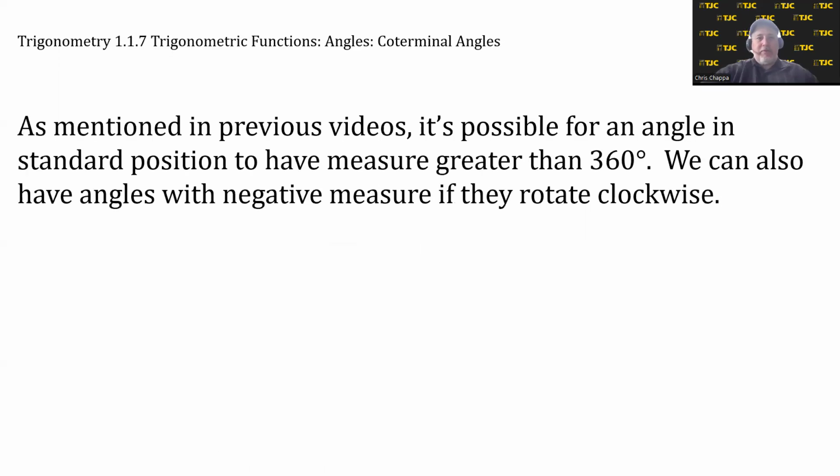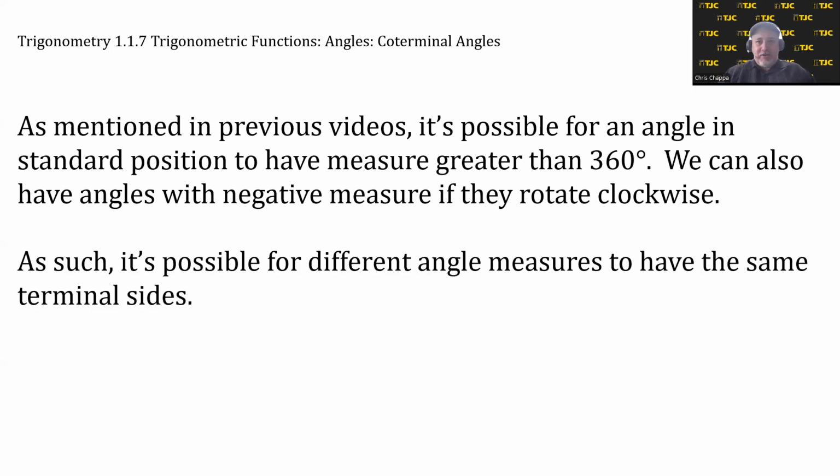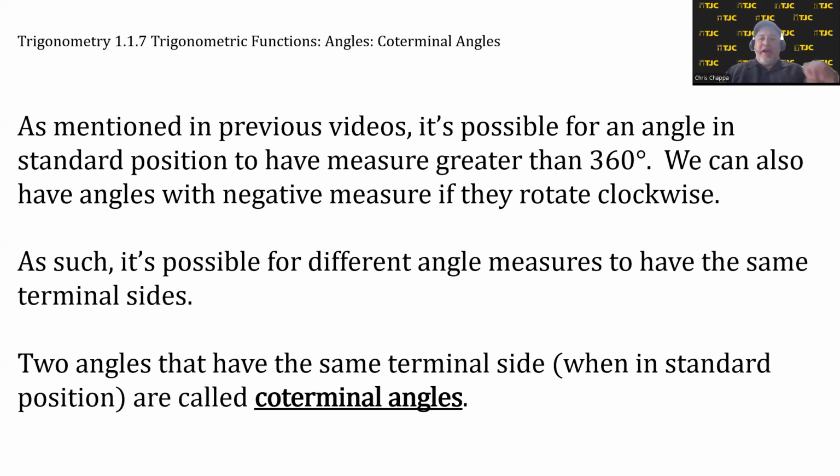All right, as mentioned in previous videos, it's possible for an angle in standard position to have a measure greater than 360 degrees. We can also have angles with negative measure if they rotate clockwise. As such, it's possible for different angle measures to have the same terminal sides. In other words, if we can go beyond one rotation, then we have multiple opportunities to stop at the same terminal side. Two angles that have the same terminal side when in standard position are called coterminal angles.